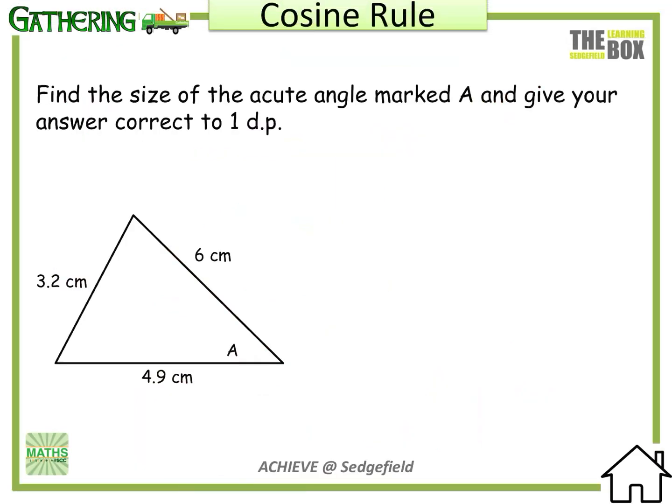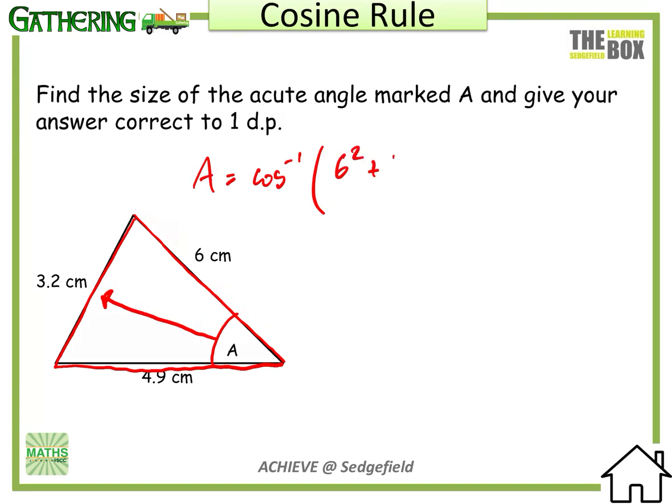Okay, so here is a perfect situation for using the angle cosine rule, because we know all three sides, and we want to find an angle. So here's how I do it. Just use the formula: cosine to the minus 1 of. It's A that's important. A is always the one opposite the angle you're trying to find. And the other two don't matter, so b squared, c squared don't matter. So that's going to be 6 squared plus 4.9 squared minus 3.2 squared all over 2 times 6 times 4.9.